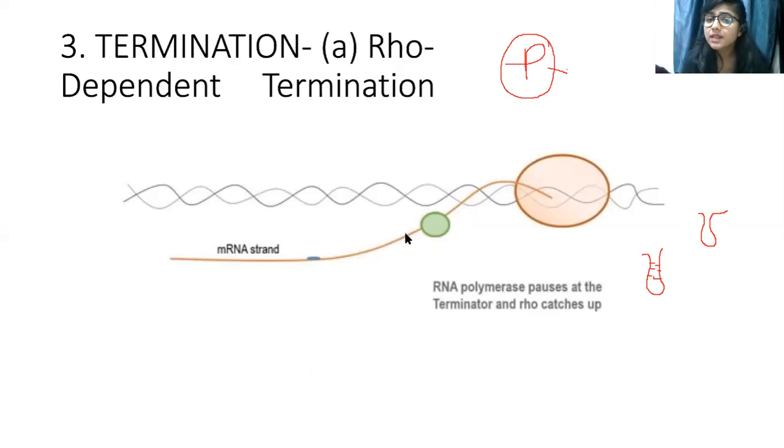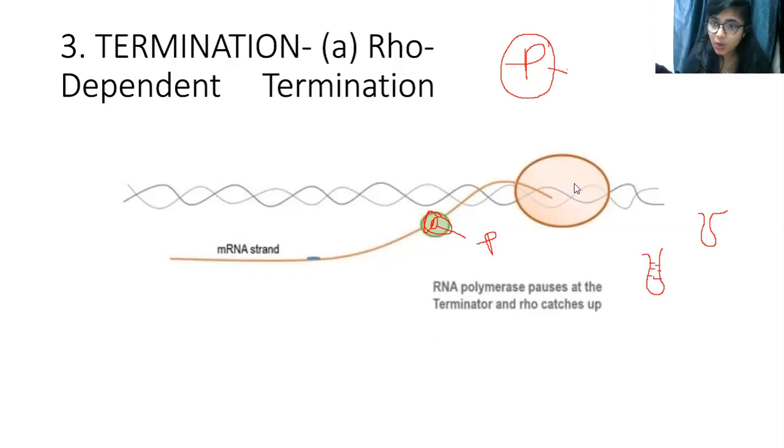So when Rho recognizes such kind of mRNA, it comes and binds here. This is the Rho molecule. This is the Rho factor. It binds to the growing mRNA chain.